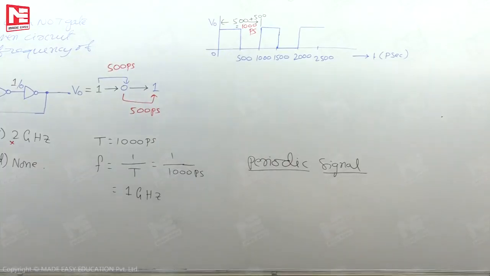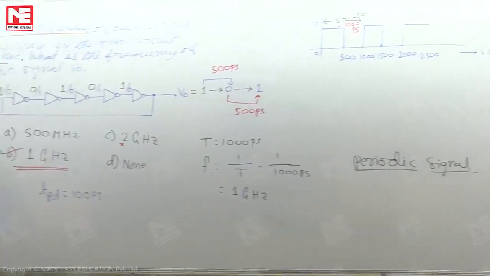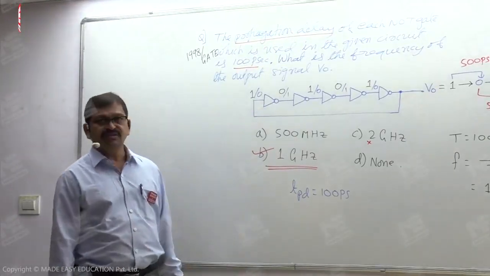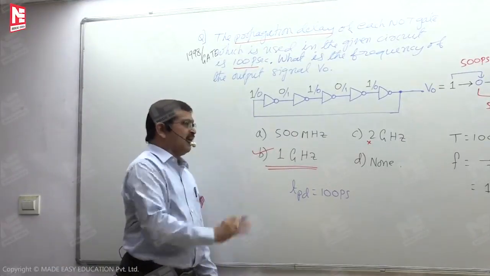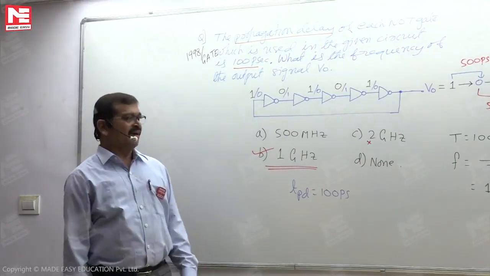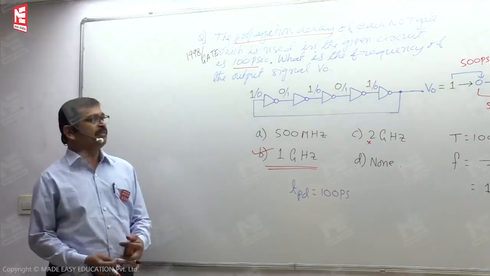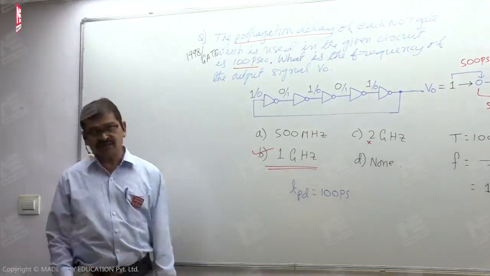So the answer to this question is option B, if it is multiple choice. If it is a fill in the blank type, the answer must be 1 in gigahertz. It was a question in the 98 GATE paper, an easy paper. It was a question for 2 marks.